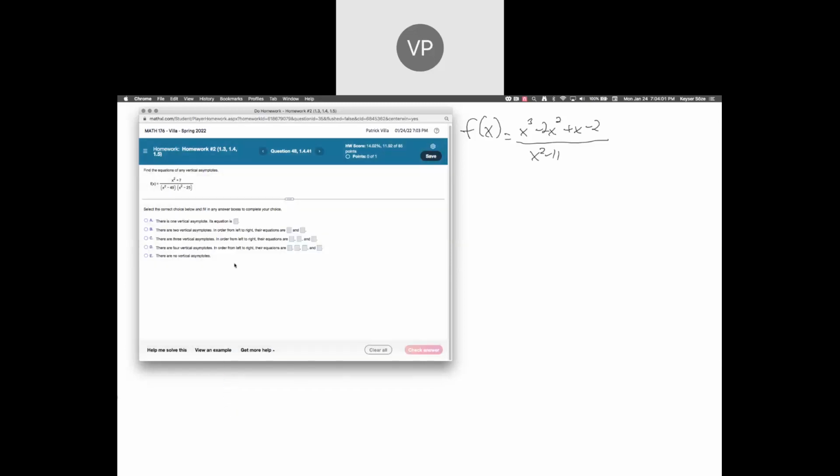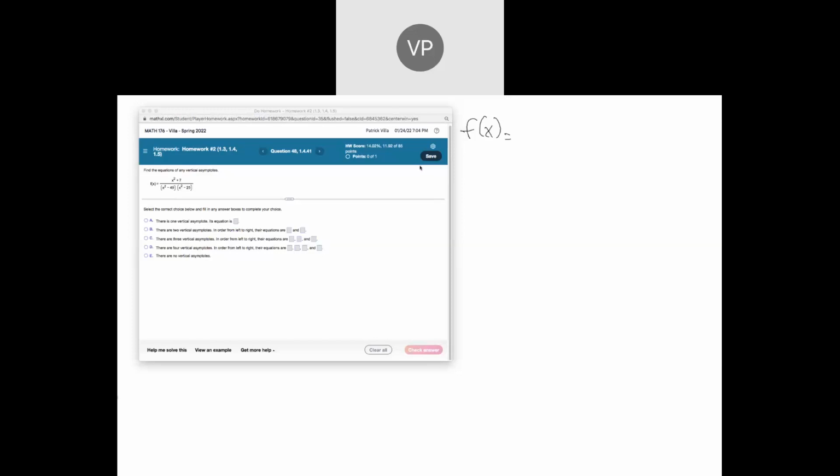Let's just look at 48 since we're here. Now they're asking this one about vertical asymptotes. Okay, so on this one, we have this new equation. I'm just going to write that over here just to get us a little more familiar with what we have.